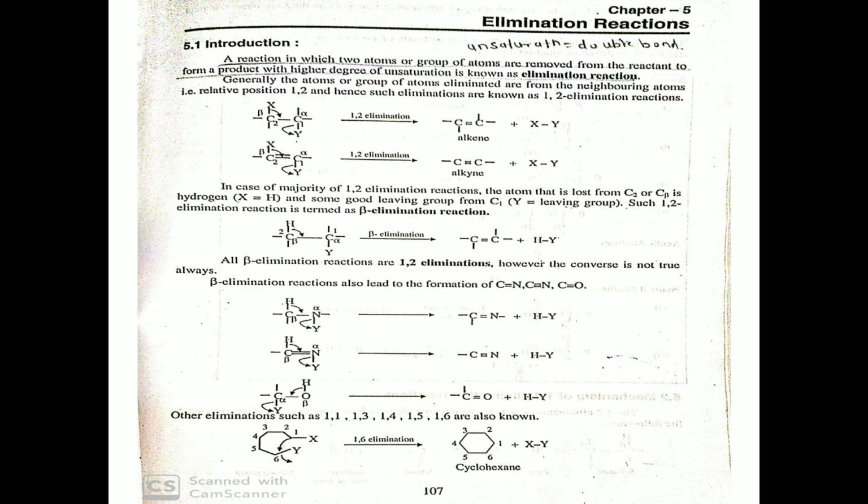Then another example, where the base also abstracts the proton, then a carbon-nitrogen double bond is formed. Then in the next structure, a carbon-nitrogen triple bond and a carbon-oxygen double bond are formed.